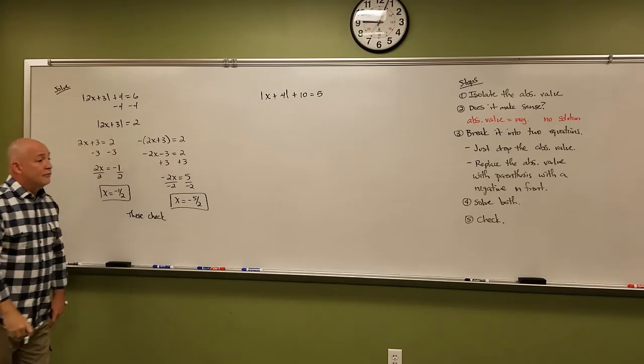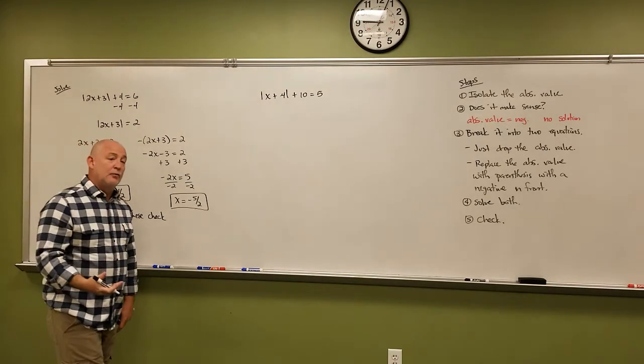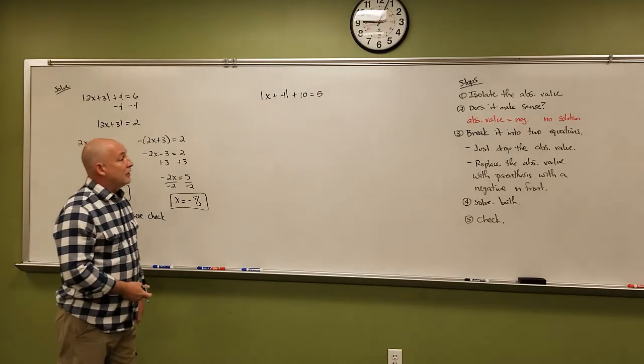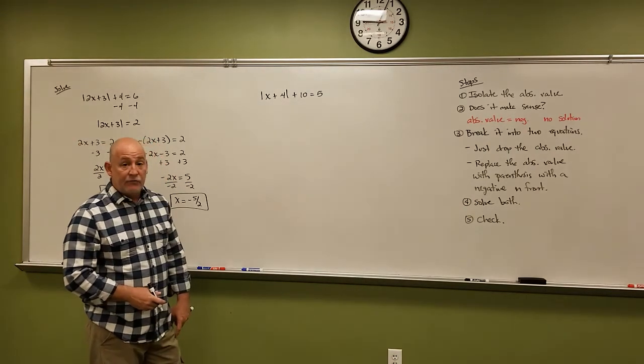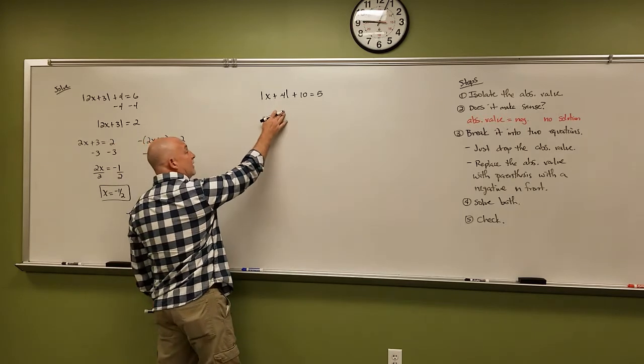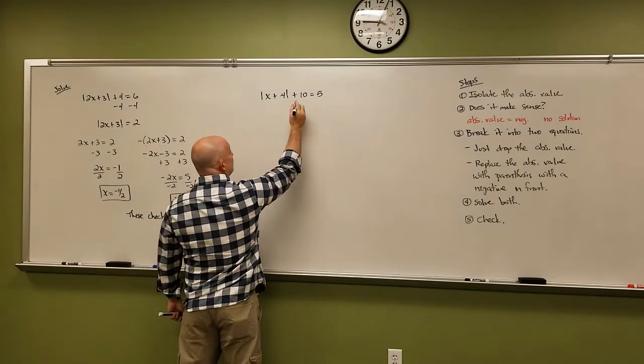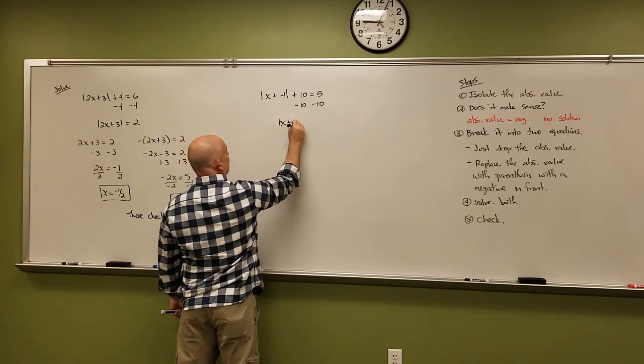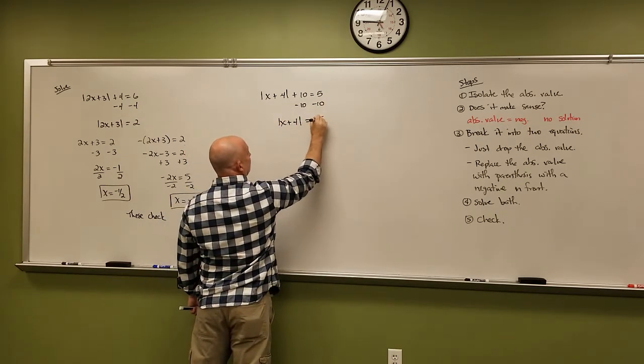All right, another absolute value equation, and if we want to be a little bit more specific, it is still a linear absolute value equation. So following our steps, step 1 says isolate the absolute value. This absolute value is not on the side all by itself, so we need to move that to the other side, so let's subtract 10. So I get the absolute value of x plus 4 is equal to negative 5.